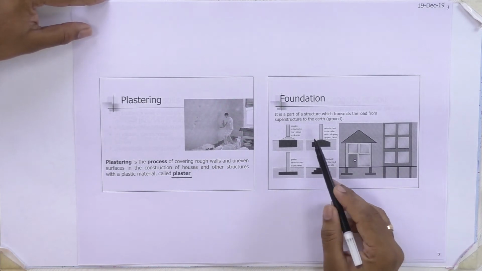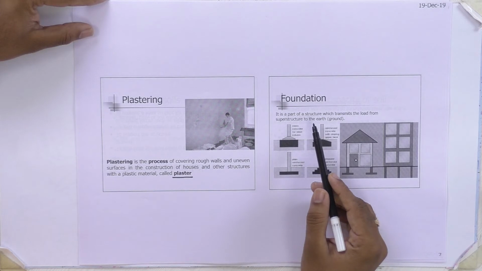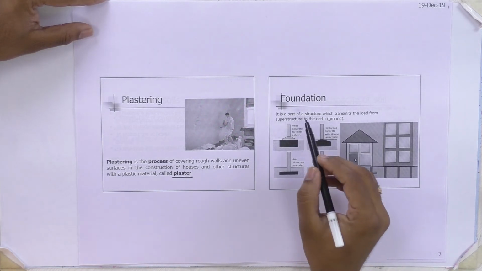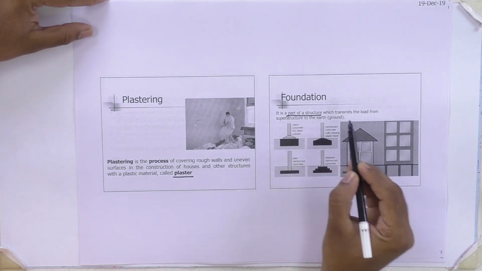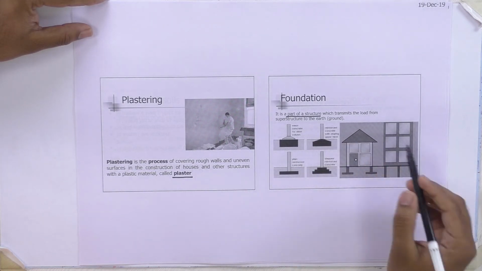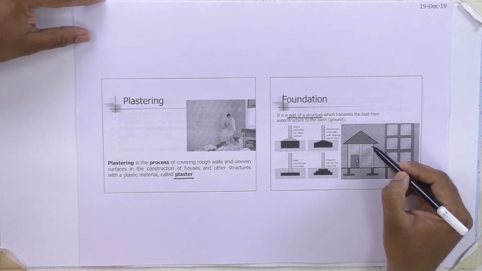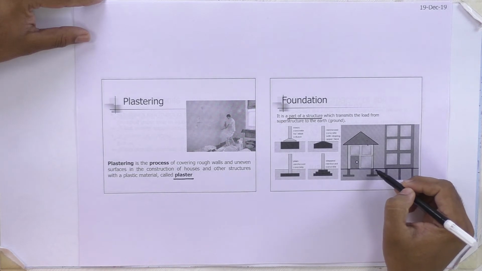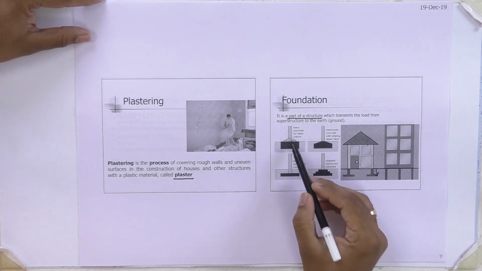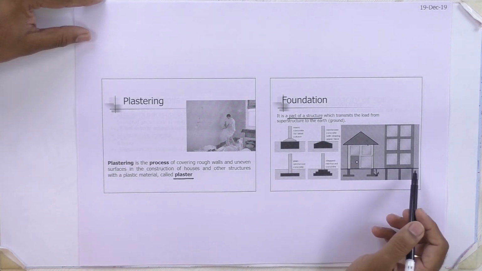And the next main important topic we are going to see is foundation. So what is meant by foundation? It is a part of a structure which transmits the load from the superstructure to the earth. So the load goes from the slab to the beam, and from the beam to the column and directly to the foundation here. And you can see different types of foundation which we are adopting in this building.